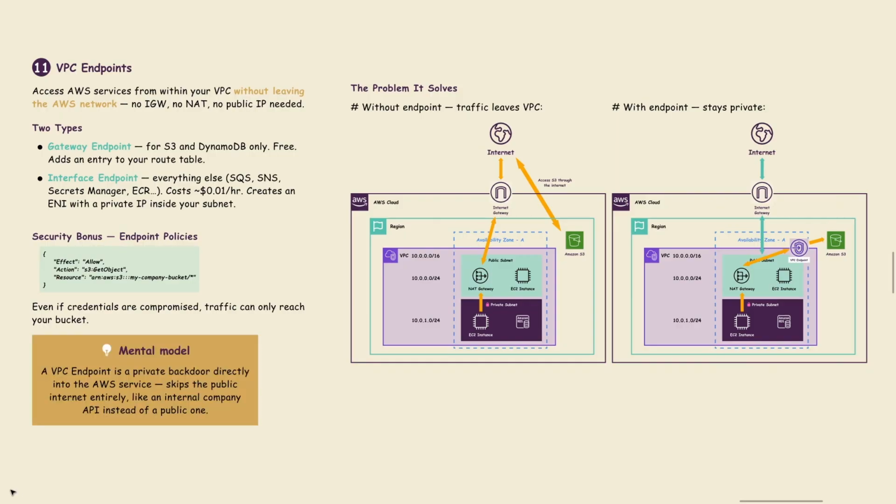Mental model: a helpful way to think about a VPC endpoint is this. It is a private backdoor directly into an AWS service. Instead of calling a public API over the internet, your application uses an internal company network path. The service is the same, but the connection never becomes public. In modern cloud architectures, VPC endpoints are a best practice whenever private workloads need to communicate with AWS services, because secure architecture is not only about blocking access, it is about keeping trusted traffic private from the start.